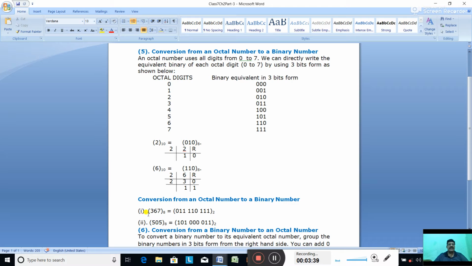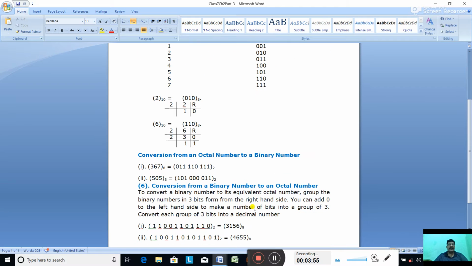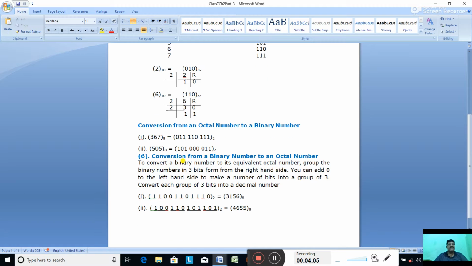The next digit is 6. So what is the binary of 6? Binary of 6 is 1 1 0. So write directly 1 1 0. Next digit is 7. What is the binary of 7? 1 1 1. So write 1 1 1. So what is the binary equivalent of octal number 367? 0 1 1 1 1 0 1 1 1, base 2.